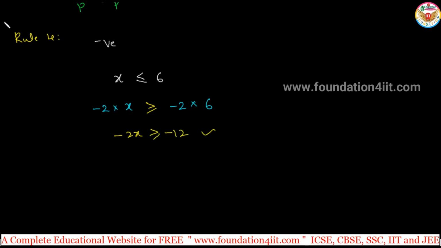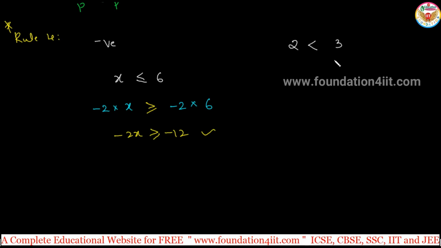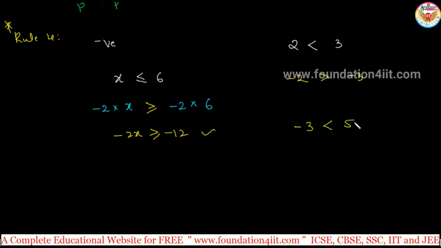This is very important. When you multiply or divide both sides by a negative number, the inequality sign should be changed. See the reason. We know 2 is less than 3. If I multiply both sides by minus 1, this becomes minus 2 and minus 3. So 2 is less than 3 but minus 2 is greater than minus 3. Right? Or else minus 3 is less than 5.